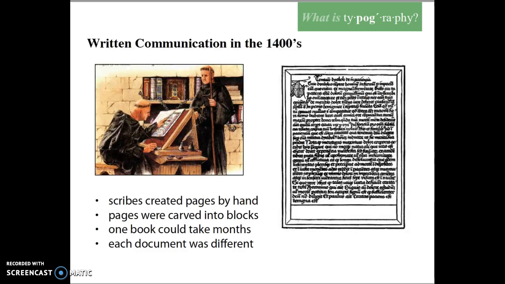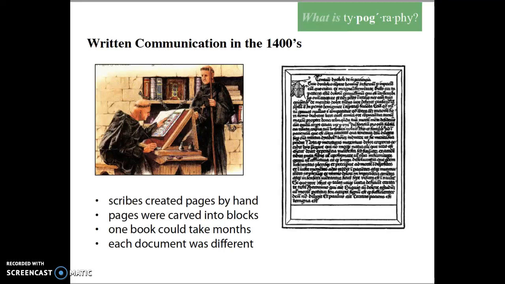And it all starts here. Believe it or not, we go back to the earliest forms of written communication. In the 1400s, when it came to publishing, there were scribes, and scribes were these men cloistered away that would create pages by hand, and they were magnificent.